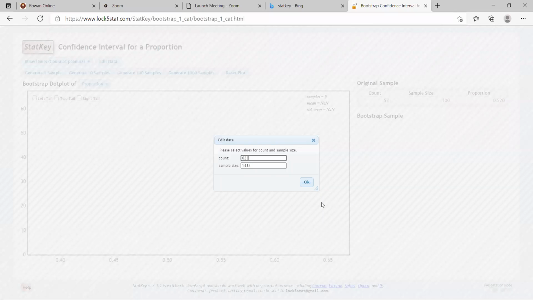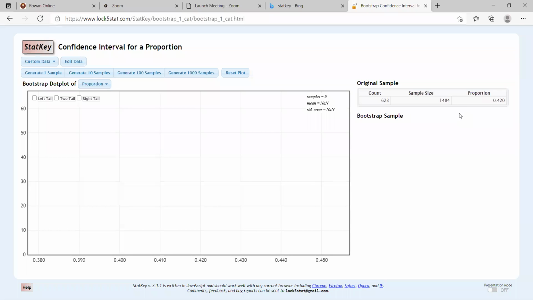Notice that when we do this in StatKey, we have to actually put in our count. We can't put in the actual proportion. We let the calculator or a computer do that for us, and click OK. And as you can see here, it gives us our count, the count that we put in, 623, puts in our sample size, and it calculates our proportion as 0.42, and that's exactly what we want. All right, so there is our sample.